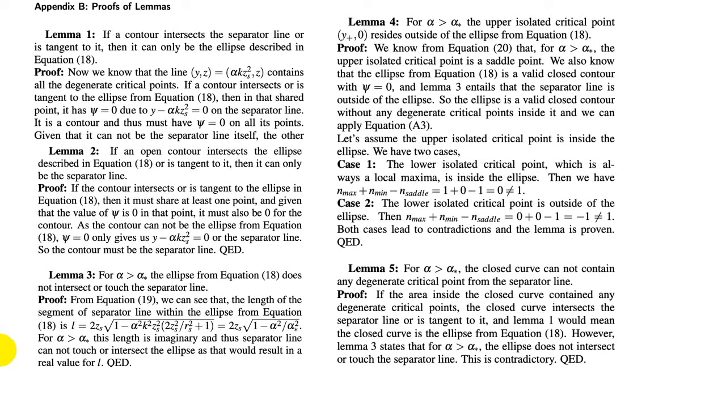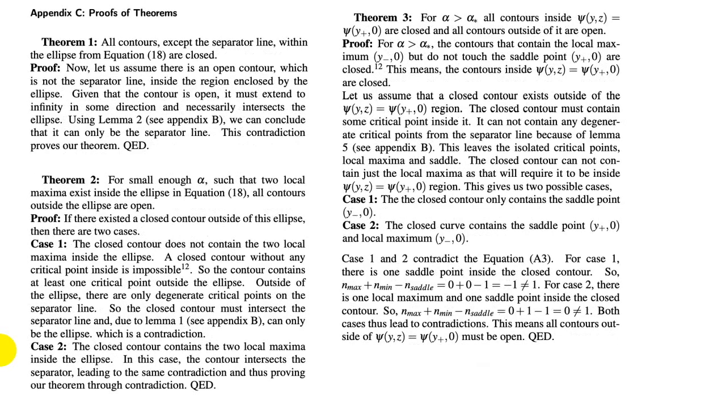And lemma three is for alpha greater than alpha naught. We can use this to already prove the first two theorems. All contours except the separator line with the ellipse are closed. Let's assume there is an open contour, which is not the separator line, inside the region enclosed by the ellipse. Since the contour is open, it must extend to infinity somewhere, right? And it has to intersect the ellipse somewhere, because we don't actually have a spiral, since chi has actual algebraic structure to it. We can use the second lemma that we proved to show that it can only be the separator line. But we already said that it's not the separator line, so it's a contradiction. So the first theorem is proved.